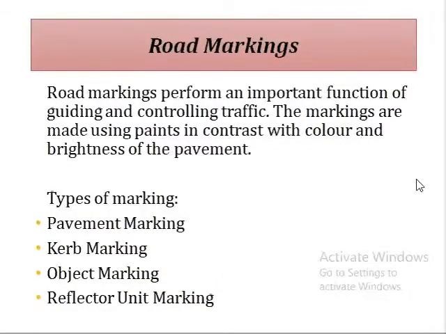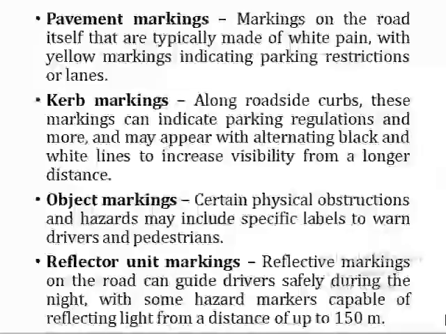Third type of traffic control devices are known as road markings. Road markings perform an important function in guiding and controlling traffic. The markings are made using paints in contrast with the color and brightness of the pavement. The markings which are made on road are known as road markings. There are four types of road markings. First one is known as pavement marking.